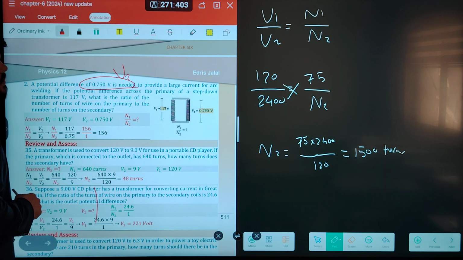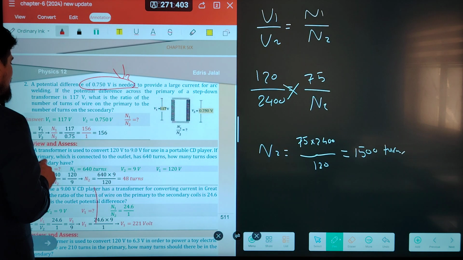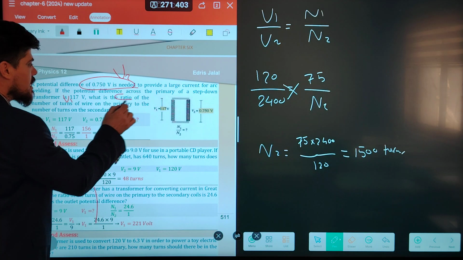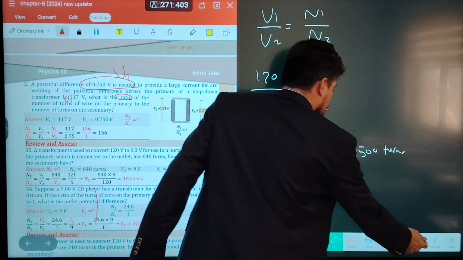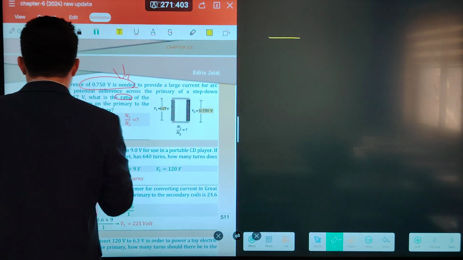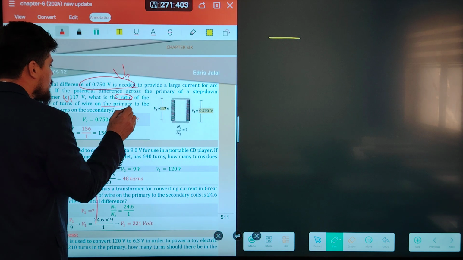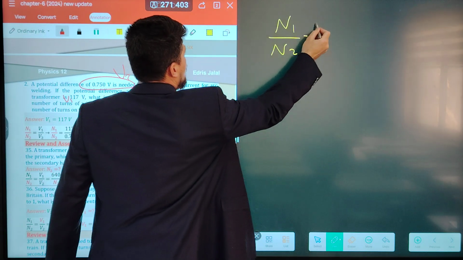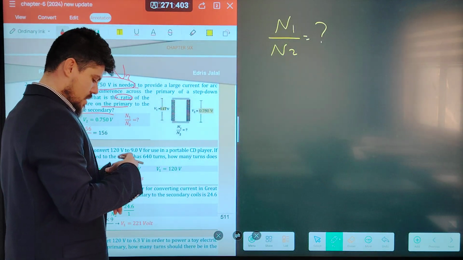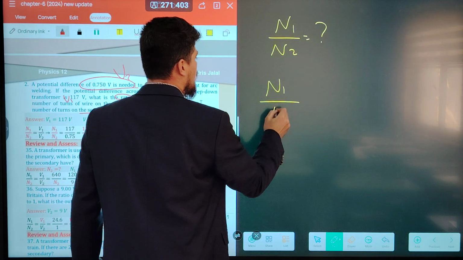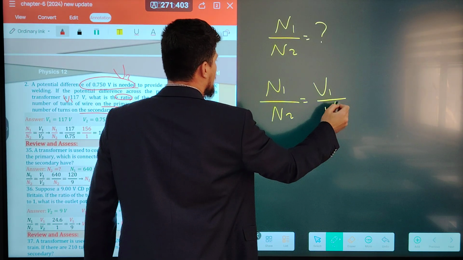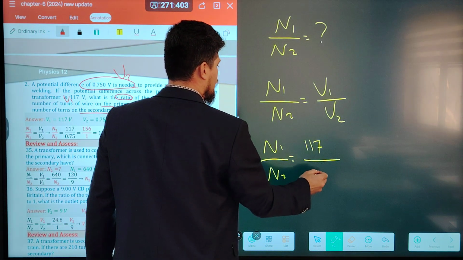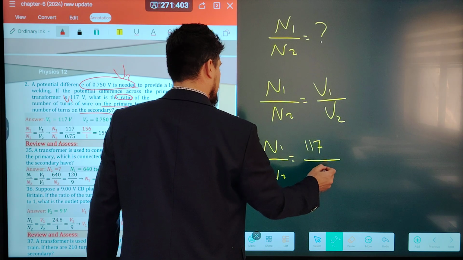If the potential difference across the primary of the step down transformer, this is primary V1, 117. What is the ratio? Guys, be careful. What is the ratio? Make a fraction here. Ratio of what? Number of turns of wire on the primary, N1, to the secondary, over N2. What is unknown? N1 over N2 is unknown. Guys, look. N1 over N2 is equal to V1 over V2. Yes. Replace. V1 117. V2 0.75.